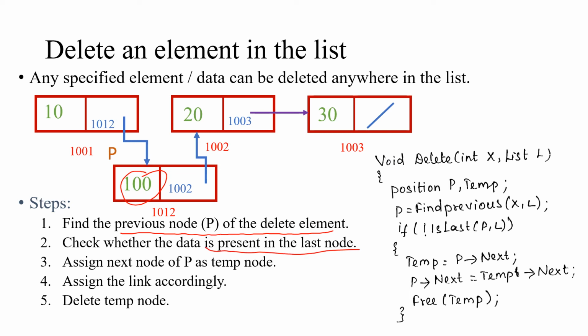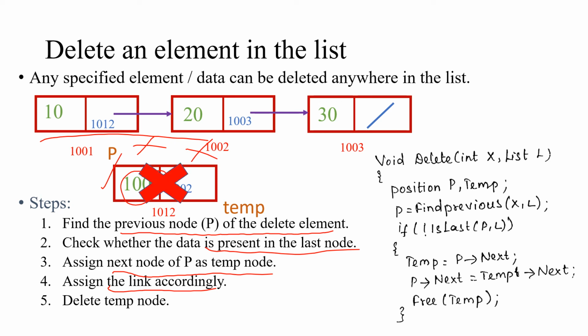Now check whether the delete element is in the last node. No, it is not in the last node. So you assign the next node of P as the temp node. Now assign the link accordingly to delete the temp node. For that you delete these two links and create the link between 10 and 20. Finally, you can delete the temp node.